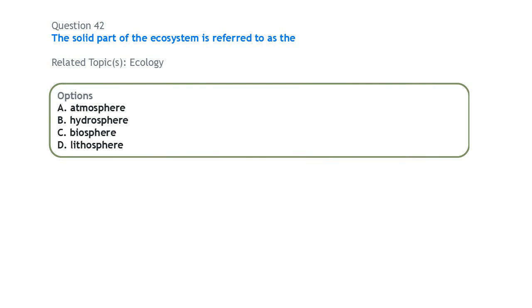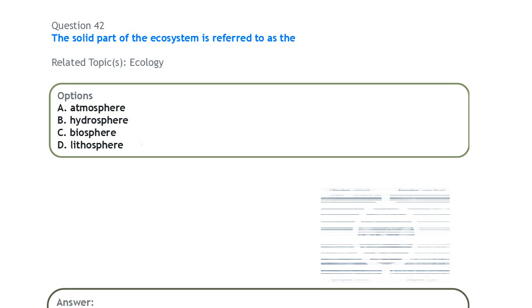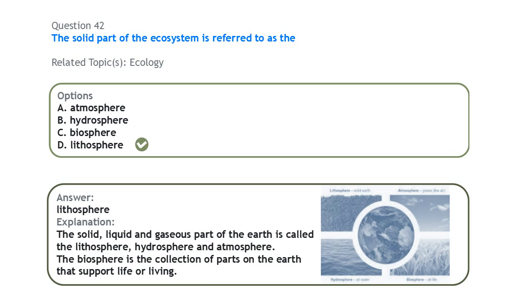Next question on ecology, the solid part of the ecosystem is referred to as the, okay, so let's explore the options. The atmosphere is the gaseous part of the ecosystem. The hydrosphere is the aquatic part, the water part of it, that contains water and fluid. The biosphere is the living part of it, that is the part of the ecosystem where living organisms can exist. Those parts that can support life in an ecosystem is what we call the biosphere, while the lithosphere is the solid part of the ecosystem.